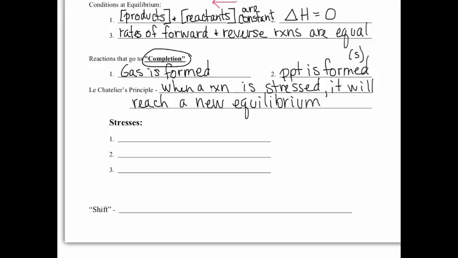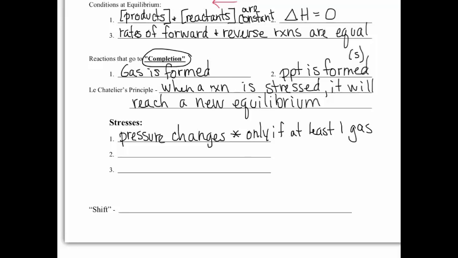Now, there's a few different stresses that can occur. We can actually have pressure changes. Now, pressure only affects gases. So if there's no gases in your reaction, then nothing will happen. And we'll talk about that one, it's kind of tricky. You could also change the temperature, because heat is either a reactant or a product at equilibrium, so that can actually shift the equilibrium of the reaction. We can also change the concentration of something.